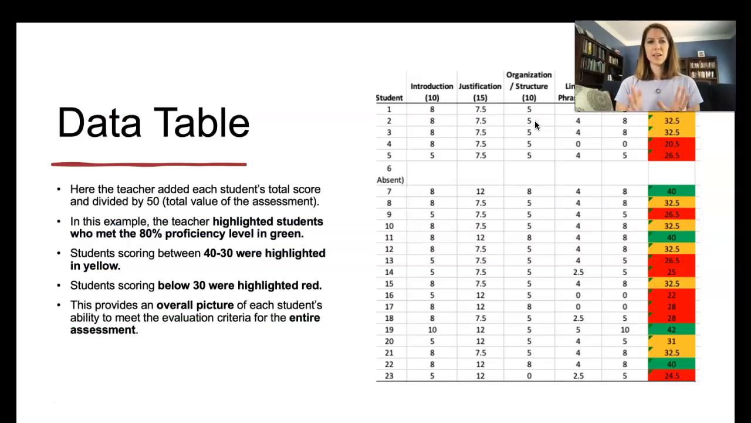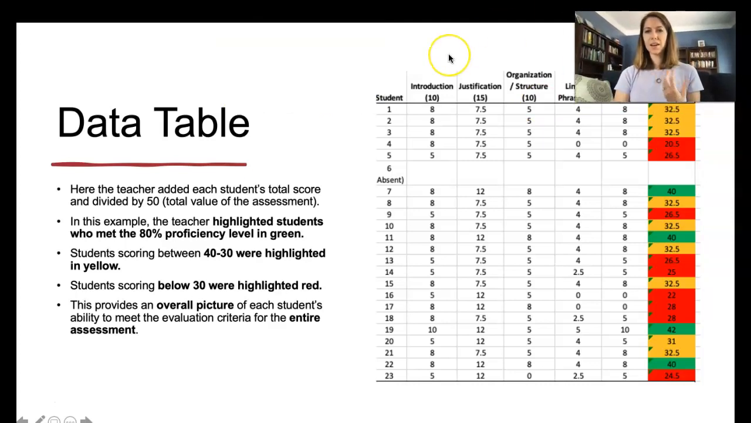So here's the same data table again. This time, in the column furthest to the right, and I realize my webcam's cutting it off a little bit, but just so you can see what it looks like, the teacher added a column for the total score for the students. So the teacher added up how the students did for each criterion, like introduction, justification, organization, and so forth, and determined the total score that students received for this opinion-based piece.